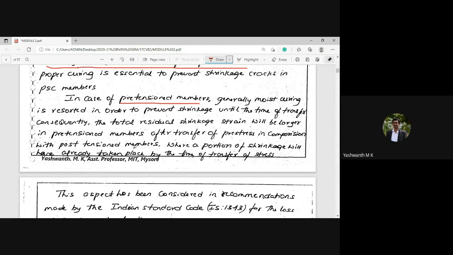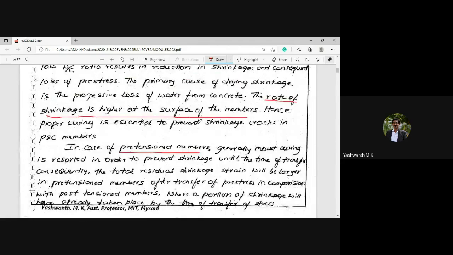In comparison with a post-tensioned member, particularly after the transfer of pre-stress, this shrinkage loss will be more in the case of pre-tension, where a portion of shrinkage will already have taken place by the time of transfer. That means some of the shrinkage happens before the transfer of pre-stress, and the remaining part happens after the transfer. During the transfer stage, the shrinkage will be initiated. Is it clear?